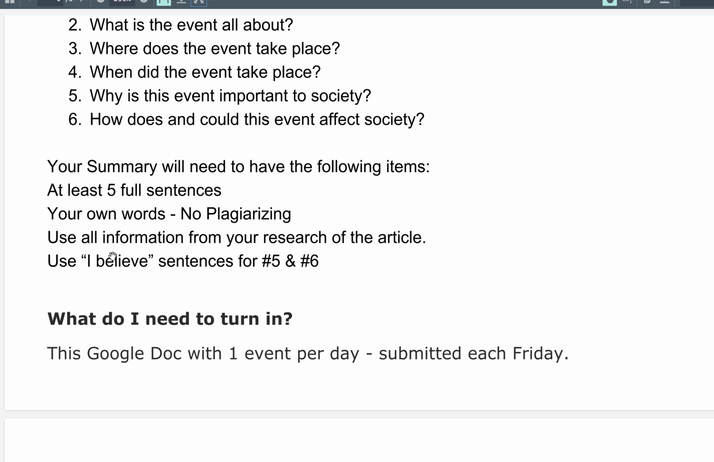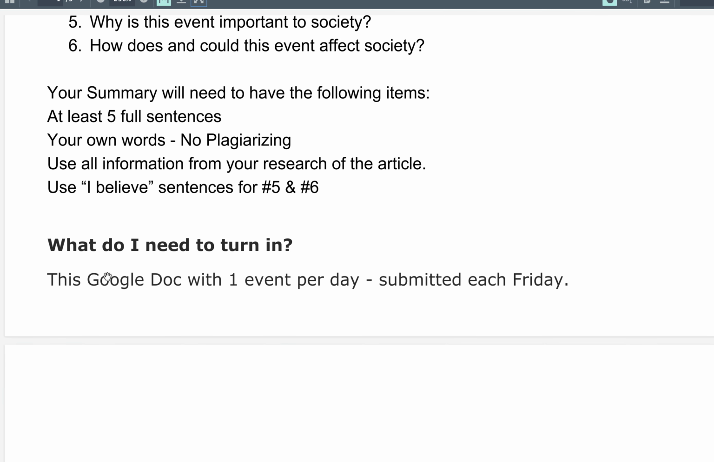It says you can use "I believe" statement sentences for numbers 5 and 6. So, why is this event important to society? "I believe the event is important to society because..." Number 6, how does or could this event affect society? "I believe that this event will affect society because..." A very easy way to start those, and you can add all that information.